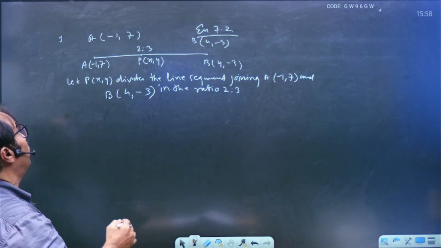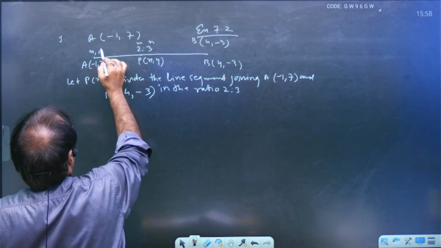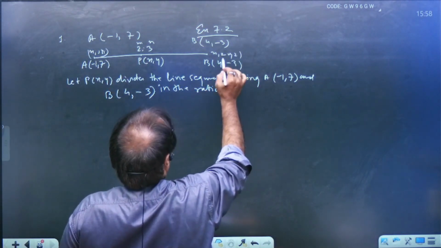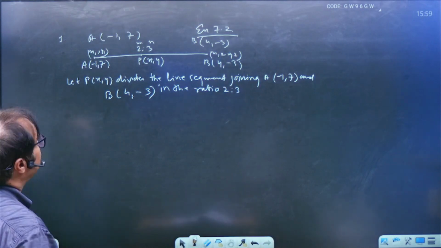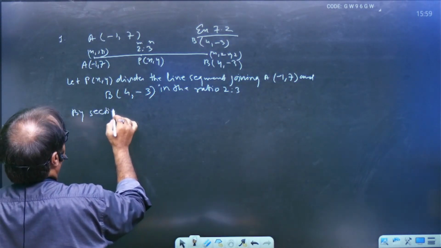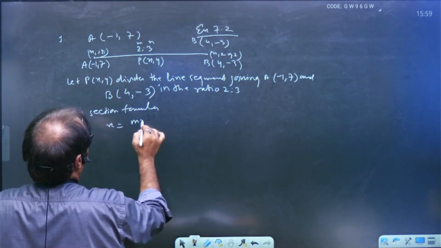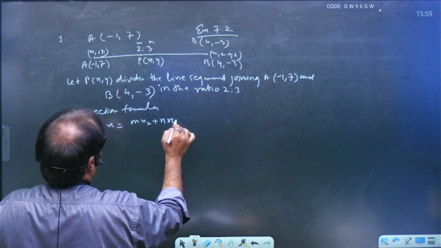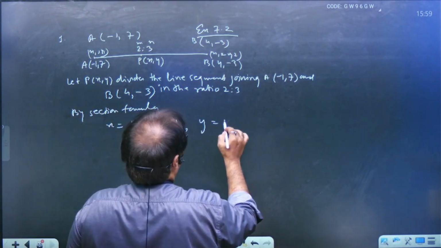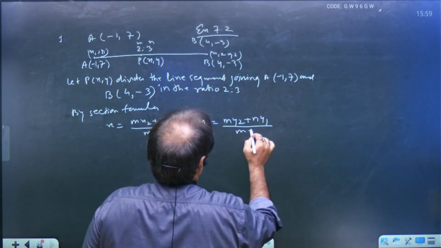So here what is the value of m? m is 2. So this is m, this is n, this is x1, this is y1, and this is x2, and this is y2. Okay, so first write the section formula. x is equal to (mx2 plus nx1) upon the sum of the ratio m plus n, and y is equal to (my2 plus ny1) upon m plus n.